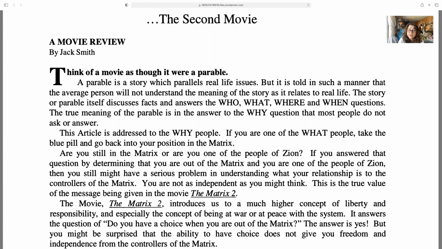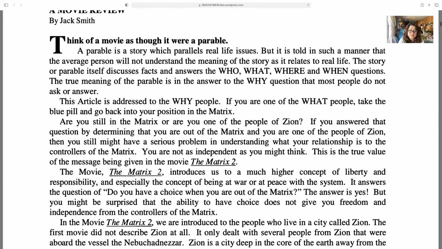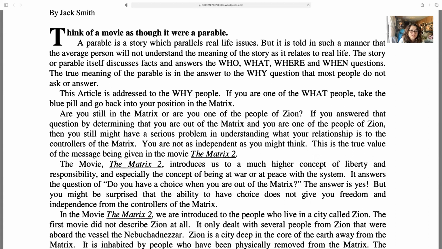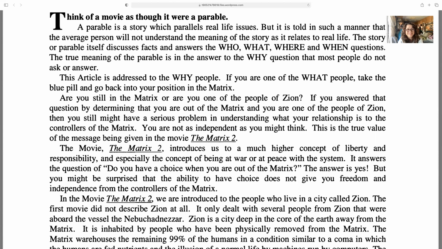The story or parable itself discusses facts and answers the who, what, where, and when questions. The true meaning of the parable is in the answer to the why question that most people do not ask or answer. This article is addressed to the why people. If you are one of the what people, take the blue pill and go back into your position in the matrix. Are you still in the matrix, or are you one of the people of Zion?